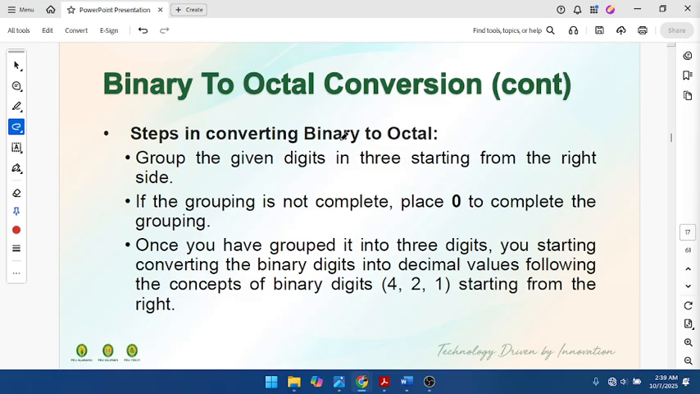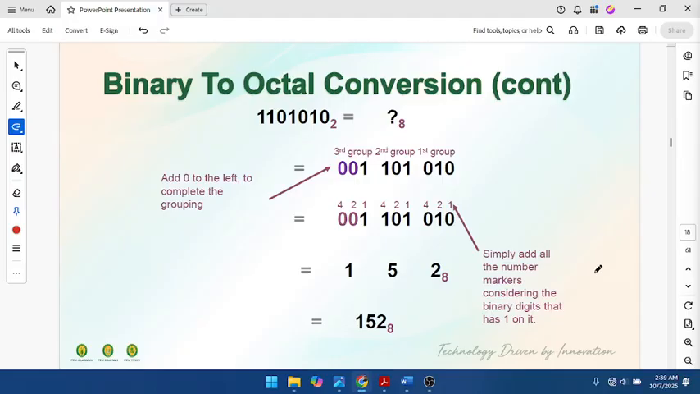So the steps in converting binary to octal: group the given digits in threes, starting from the right side. If the grouping is not complete, add zeros to complete it. Once you have groups of three, you can start converting, because the groups are complete, converting the binary digits into decimal values. The place values within each group are 4, 2, 1, starting from the right. So we have here an example.